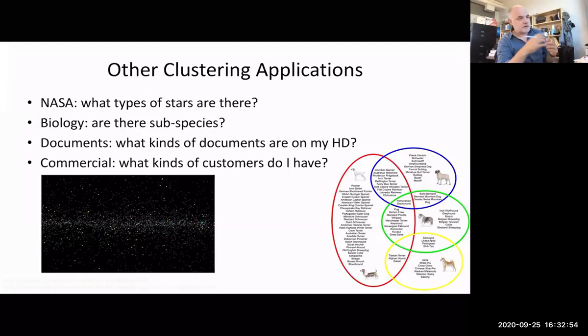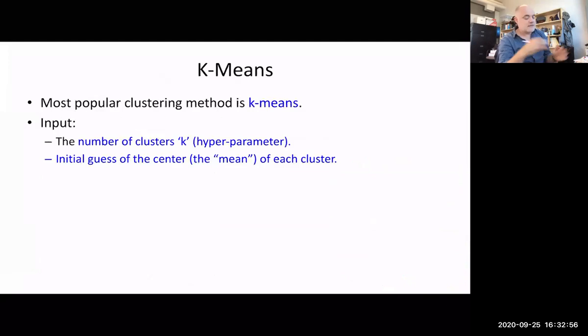Like what kind of customers? I already covered that example, right? So k-means is so simple, and it's a very popular clustering method.